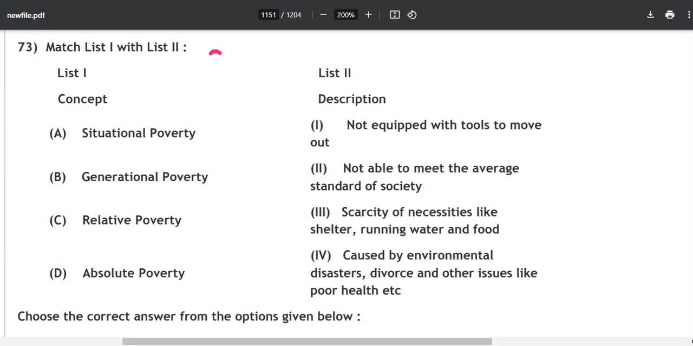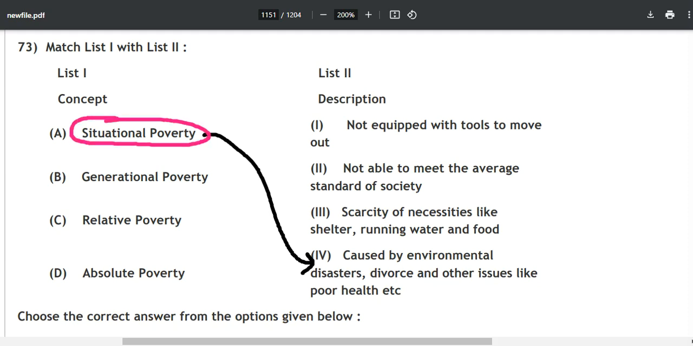This is a common sense question again. Once again, do you have some basic English knowledge or not, and then you will be able to solve this question. I hope every one of you knows what poverty is, so let's move ahead. Situational poverty. Out of these, where are you finding the situation? Not equipped with tools to move out, not able to meet the average standard, scarcity of necessities like shelter, running water and food, caused by environmental disasters, divorce and other issues like poor health. So this option is more suitable.